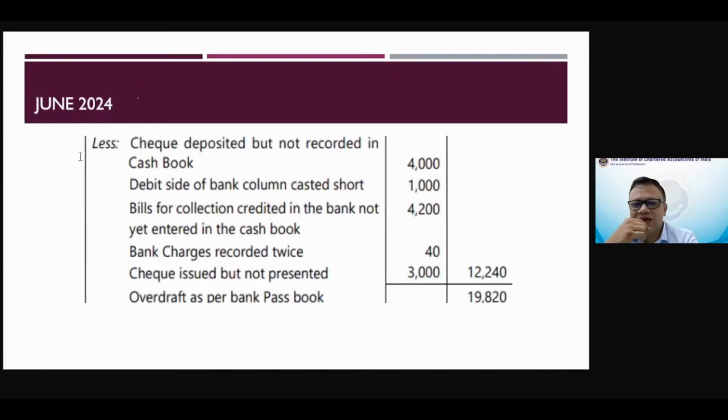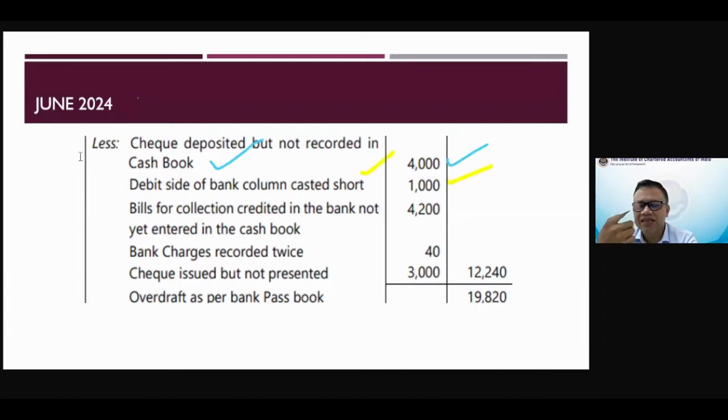So then this is the plus side you have given. Less side, what we will give: check deposited but not recorded in the cash book. Okay. So what happens is the check is deposited, but it is not recorded in the cash book. So that will reduce the balance actually, because it is like a bank receipt which is not known to the cashier. So since it is not known to the cashier, not recorded, you are adding it. Debit side of the bank column, cashed short.